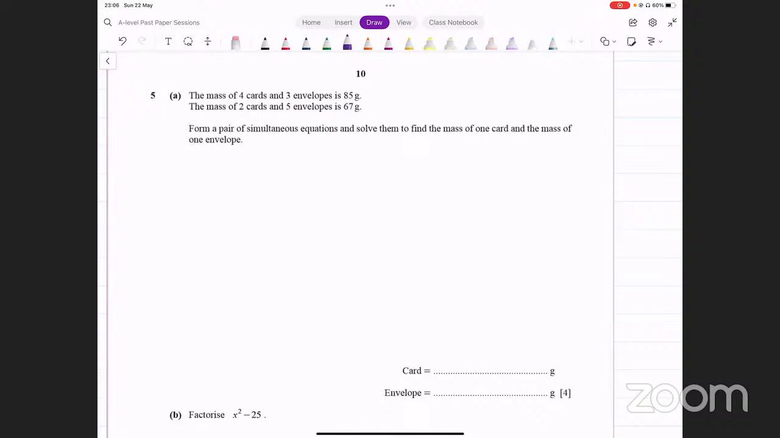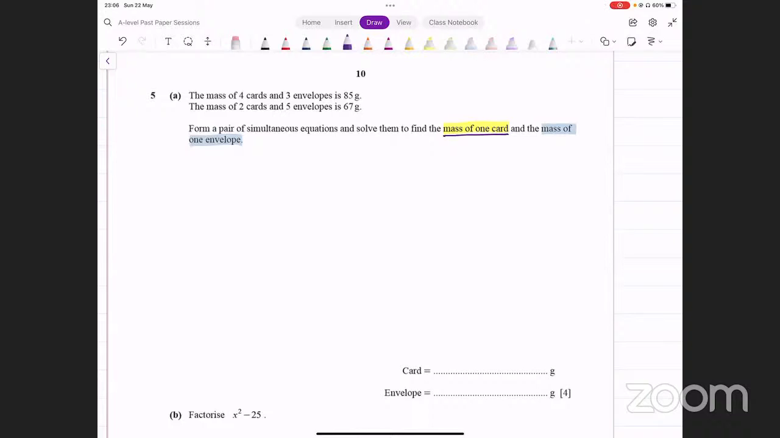It says form a pair of simultaneous equations and solve them to find the mass of 1 card and the mass of 1 envelope. अच्छा, हम क्या कर सकते हैं? इनको हम जो हमने फाइंड करना है, इनको किसी लेटर से डिनोट कर देते हैं. Mass of 1 card फाइंड करना है. That's one thing that you got to figure out. और आपको क्या करना है? Mass of 1 envelope फाइंड करना है. Okay.